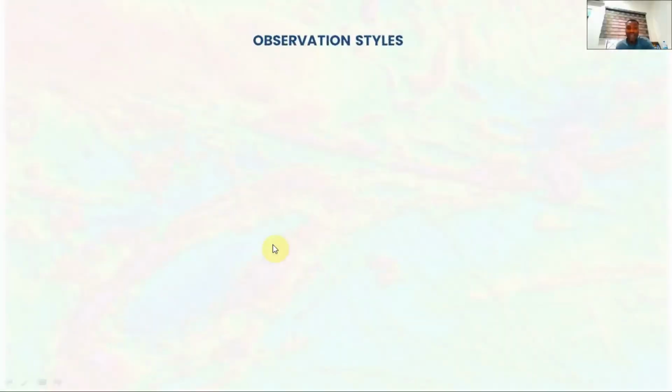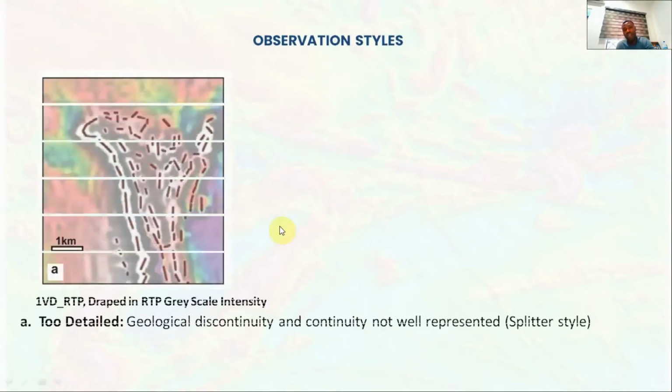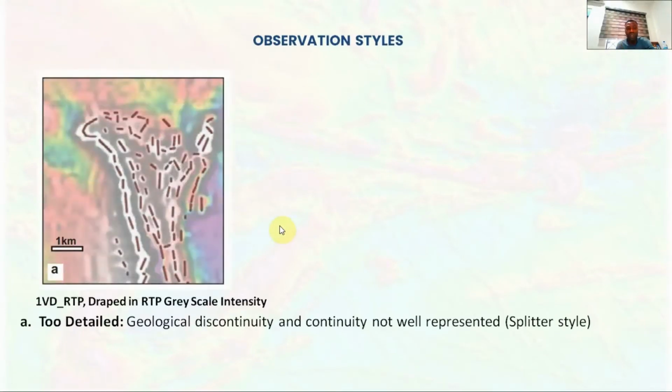Observations can be in different styles. It depends on how or what we're actually looking at. One is the kind of observation that is too detailed. When it becomes too detailed, you can look at this. This is trying to show so much detail, a kind of splinter style. If you can see, there's so many breaks and breaks and breaks. This can actually lead to some loss of geological discontinuities.